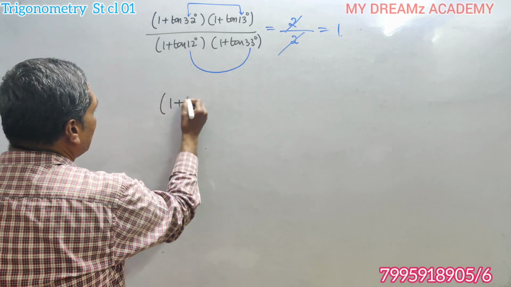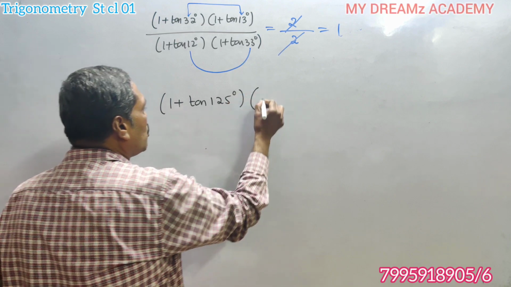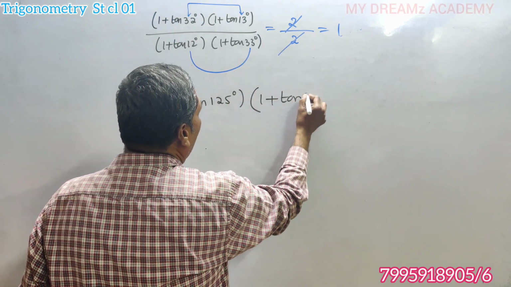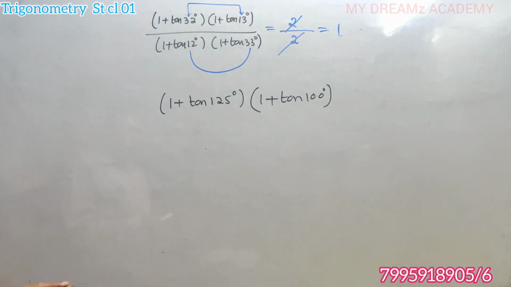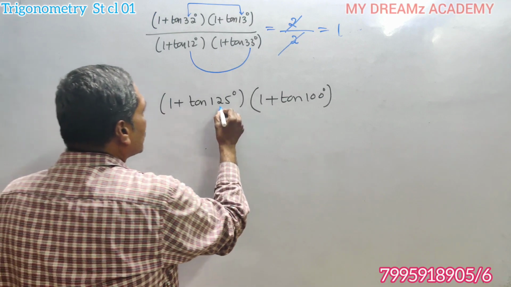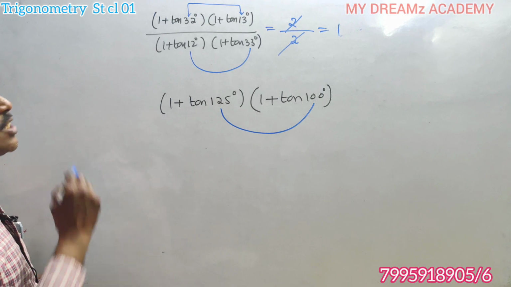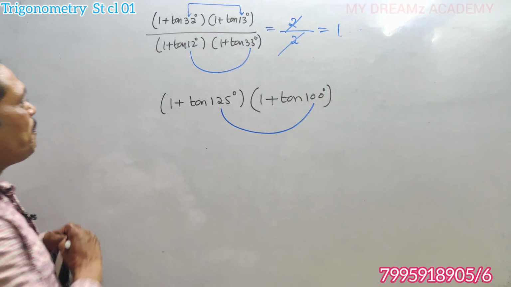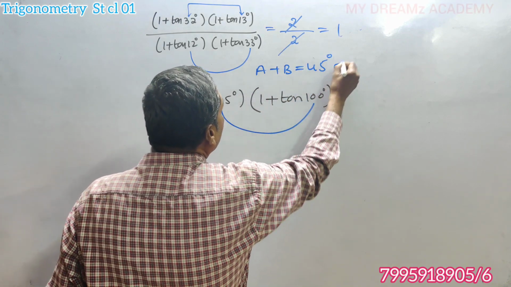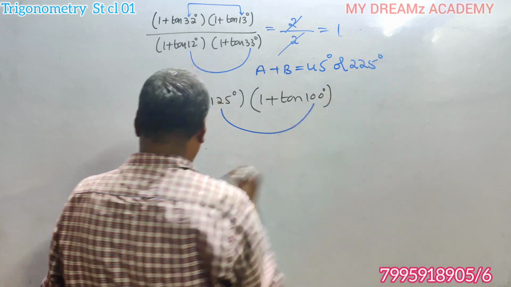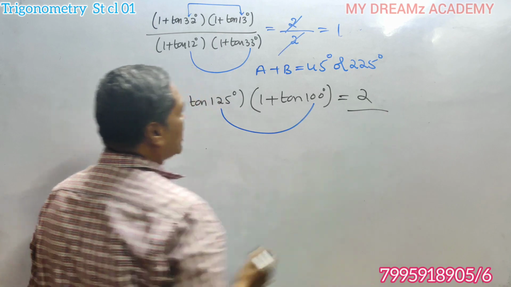(1 + tan 125)(1 + tan 100). This is also a similar model. 125 plus 100 is 225. Even this shortcut is applicable if A plus B is equal to 45 or 225. Same formula: (1 + tan A)(1 + tan B) is equal to 2. This is also answer 2.